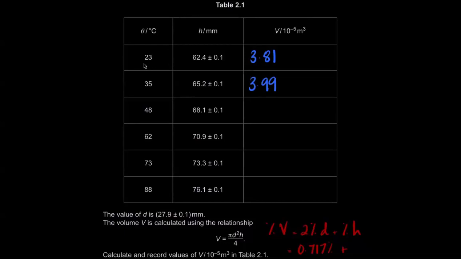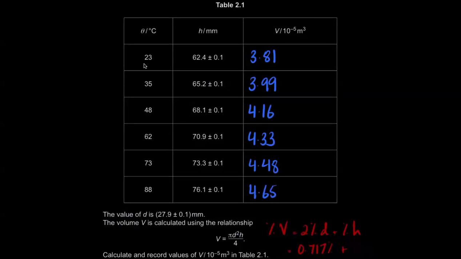So 4.163, so 4.16. Now 70.9. So 4.334, so 4.33, then 73.3. 4.481, so 4.48. And then the last one is 76.1. This turns out to be 4.652, so 4.65.